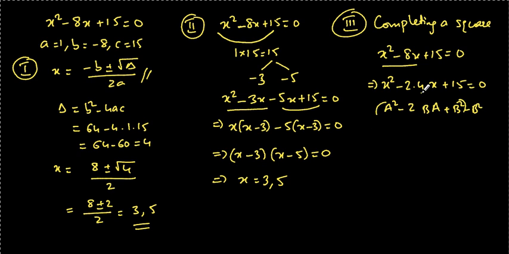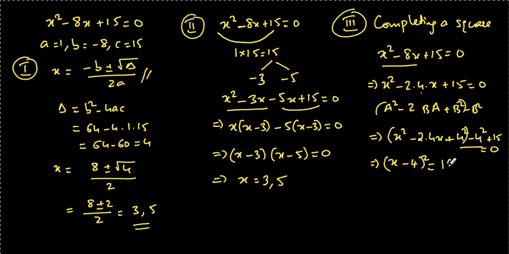So here b is 4. So what we shall do is we shall supply 4² to the equation. So we are adding and subtracting 4², so that this part becomes x minus 4 whole square. If I send these two terms to the other side, I get 16 minus 15 or 1.